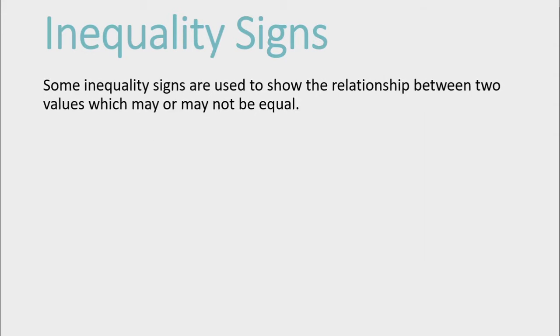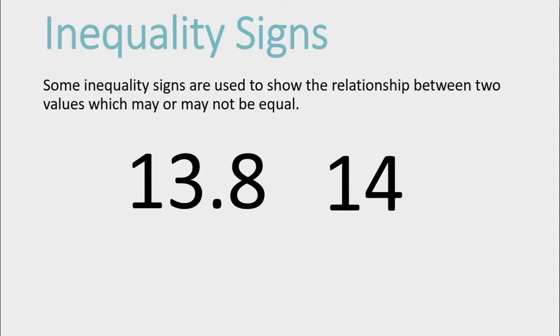Sometimes inequality signs are used to show a relationship between two values which may or may not be equal. Now I know what you're thinking. How is that possible? Something is equal and is not equal at the same time? Let me show you an example. Now I know the first thing that comes to mind is 13.8 cannot be equal to 14. 13.8 is clearly smaller than 14. But what if we rounded the number 13.8 to the nearest whole number? That would round up to be equal to 14.